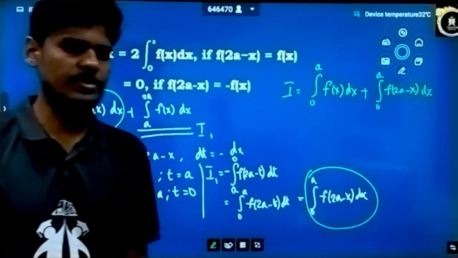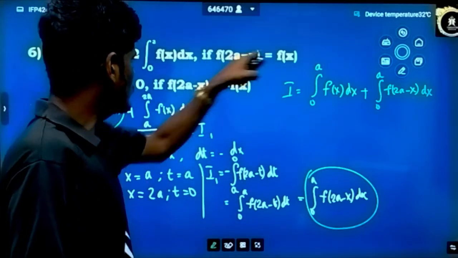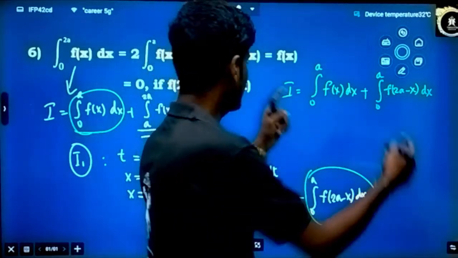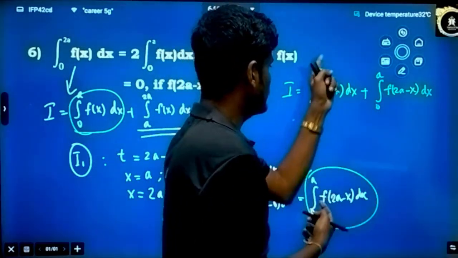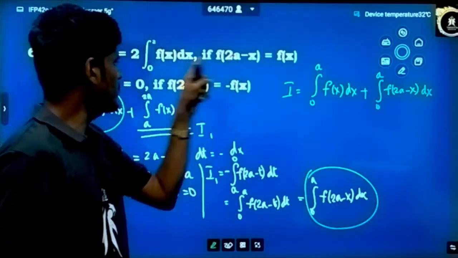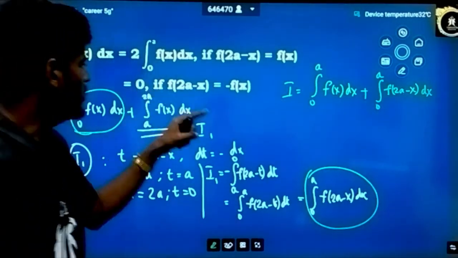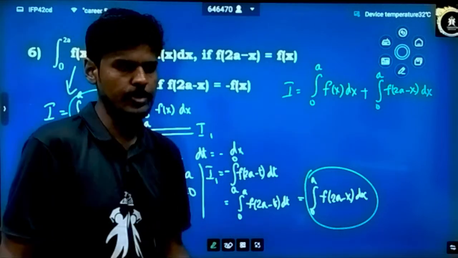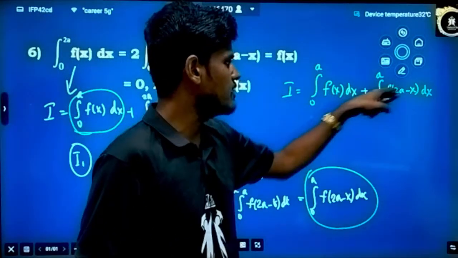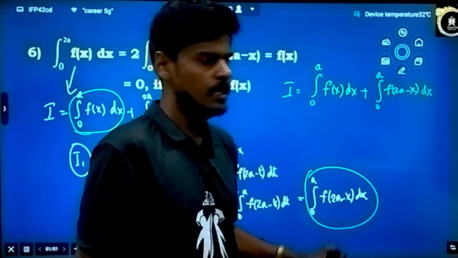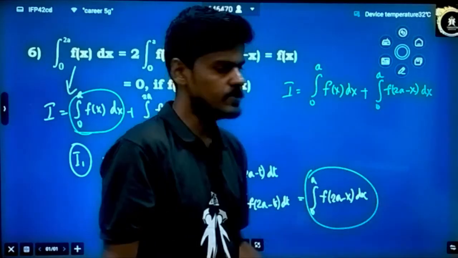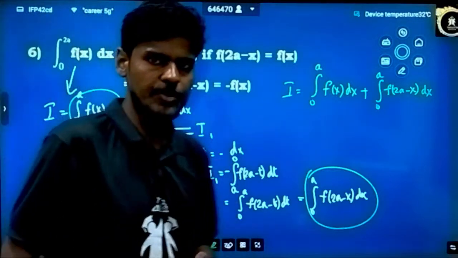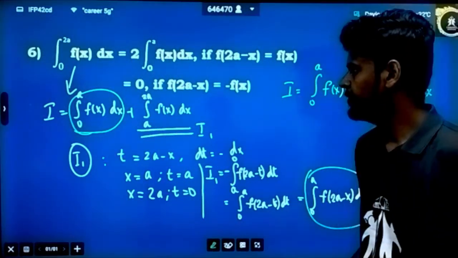Now the proof is very easy to see. If f of x is equal to f of 2a minus x, then this value will become f of x. So this integral I will become 2 times the integral 0 to a of f of x. That is the proof for the first case. What if f of x equals minus f of 2a minus x? Then this value will be minus the integral 0 to a of f of x. That means when we add these two, it will become 0. That is the proof for the second. So this is the easiest way to prove this, by substitution.